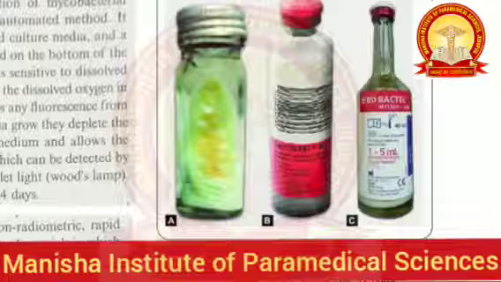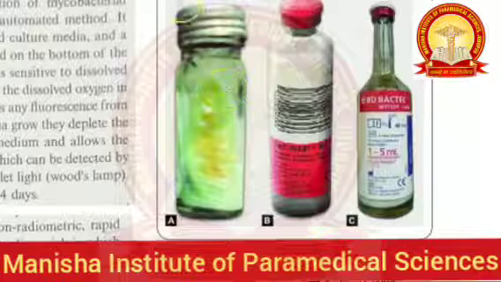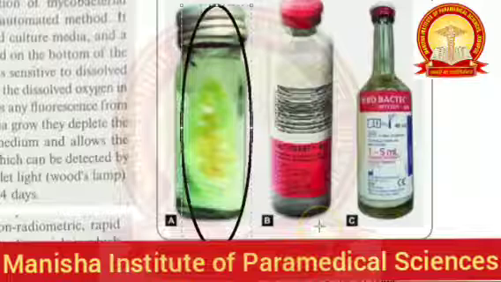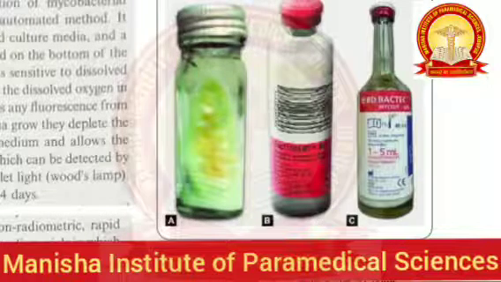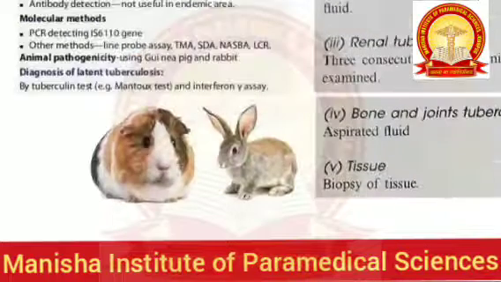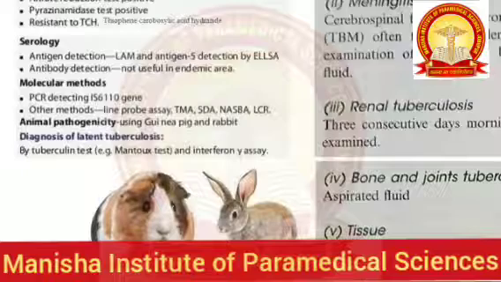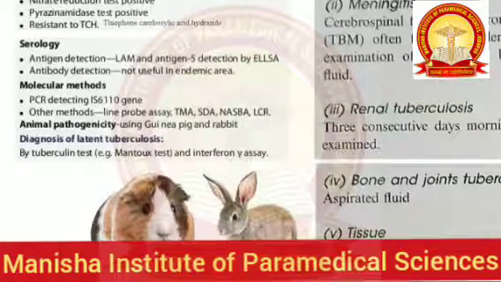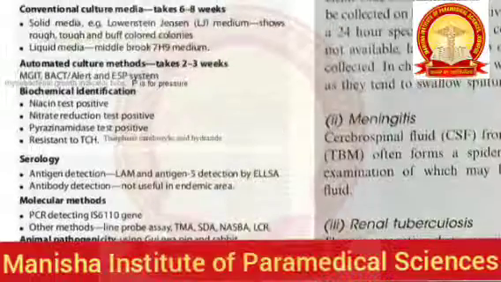Lowenstein-Jensen media. This is how it looks. This green one. You will have to draw this diagram with rough, tough, buff colored colonies. What is the meaning of that? Rough means it is rough. Buff means it is cream colored. Tough means it will be very hard.